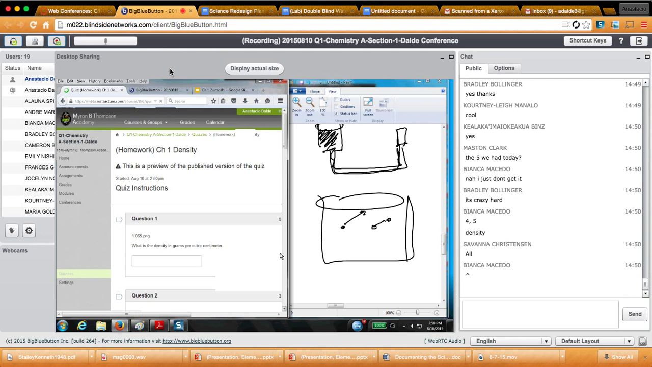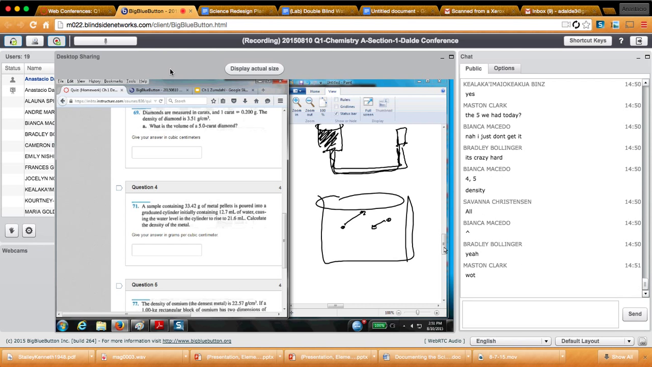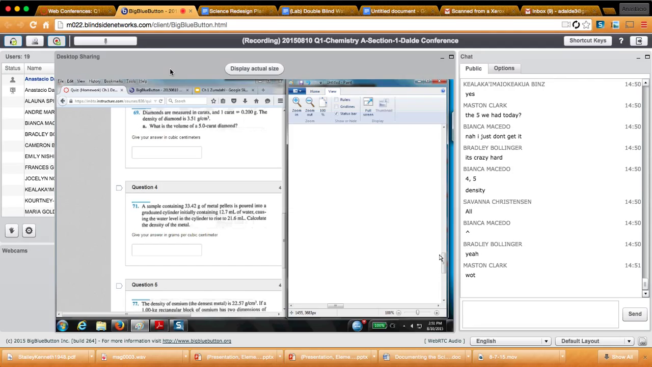Question 4. A sample containing 33.42 grams of metal pellets is poured into a graduated cylinder containing 12.7 milliliters of water, causing the water level in the cylinder to rise to 21.6 milliliters. Calculate the density of the metal. Oh, okay, good. How do we measure the volume of a substance? What if it's an odd-shaped volume? What if I wanted to measure the volume of, I don't know, a pen? What do you do?